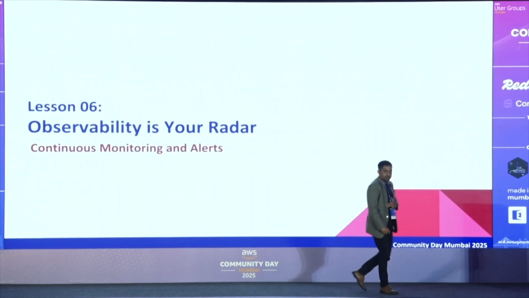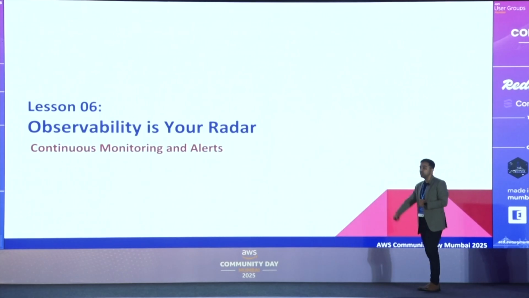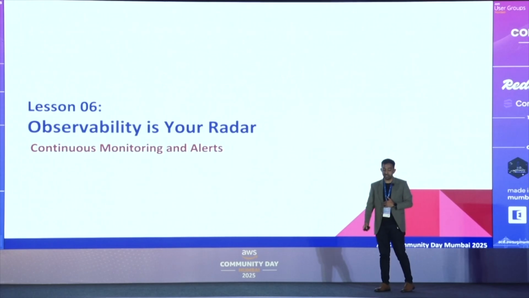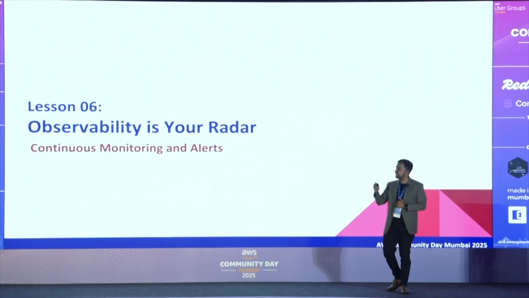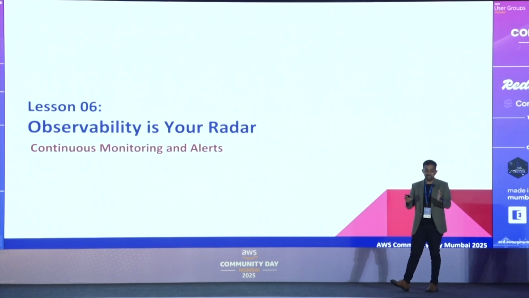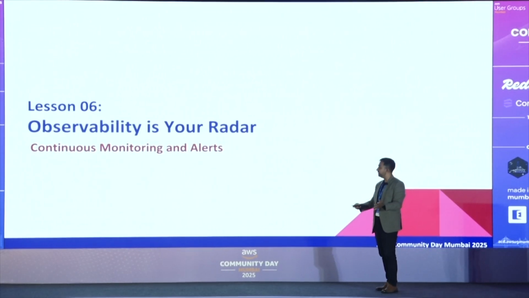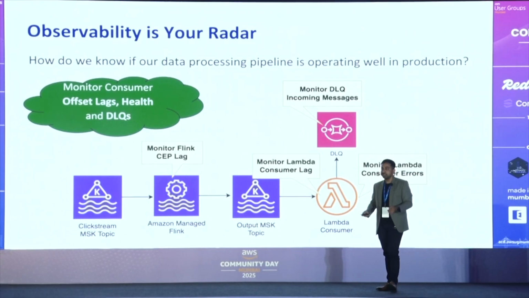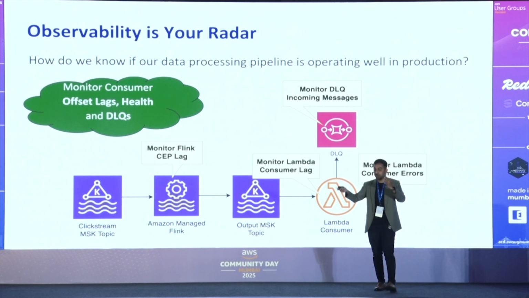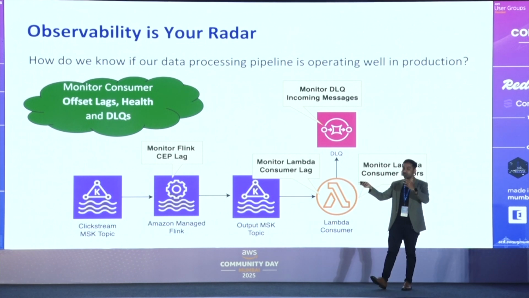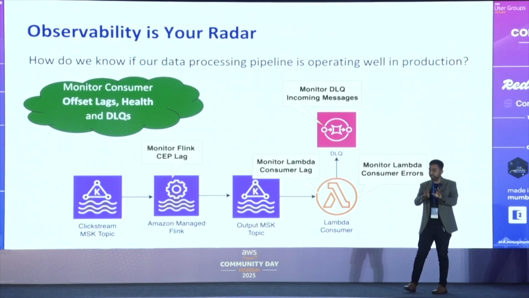All right. Last lesson. Observability is your radar. Once you're on production, how do you know your data processing application or the architecture is working fine? You always have to have really good observability tracking with monitoring and alerts. But what I've seen is, whenever we think about monitoring alerts, people start setting alarms for every metric. It's just noise, you get so many messages and so many alerts. So you need to think about what really important metrics you should track.